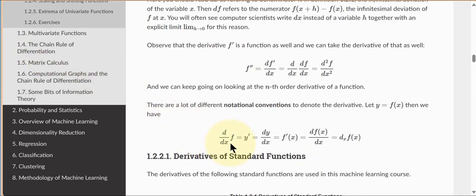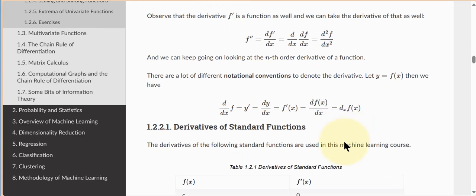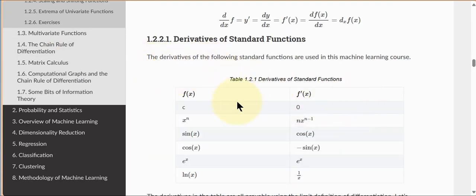They say there are all kinds of variations of these notations. You can write it this way, or this way, or you can make up your own notation. But anyway, the idea is that it's the slope. Here's some review: if you have x to the n, this is the derivative. If you have the sine, it's the cosine, and so on. If you have just a constant, it's 0.